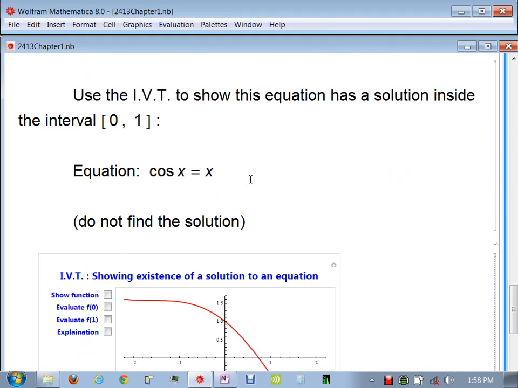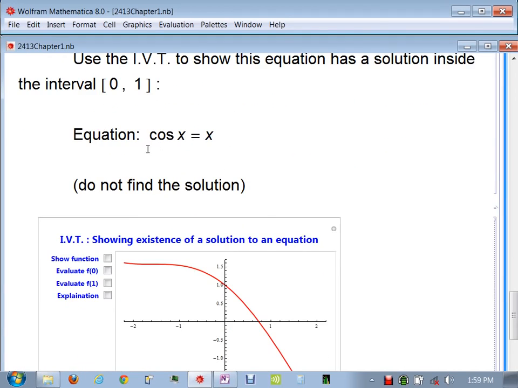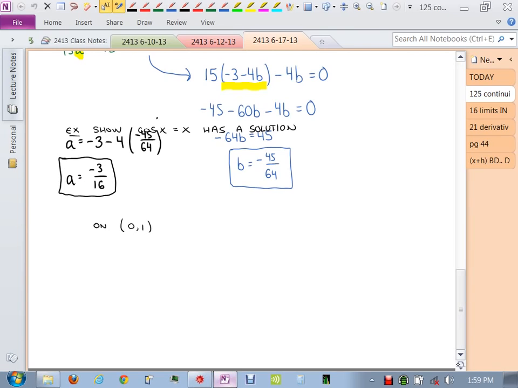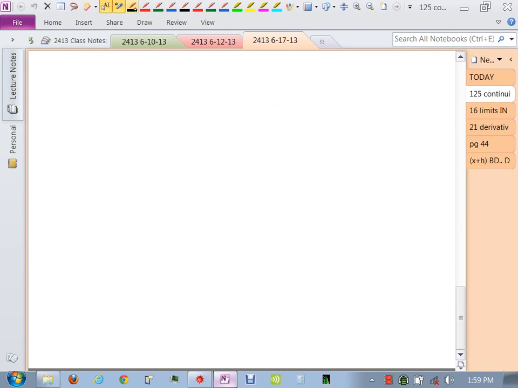Now let's see how we're going to use that to look at this question here. Show me that this equation has a solution, but don't tell me what the solution is. Just tell me it has a solution between 0 and 1. So I'm going to write down the equation. The equation is cosine x equals x, and I want to look at it on the interval 0, 1. There's some number between 0 and 1 that I should be able to plug in that makes that true.